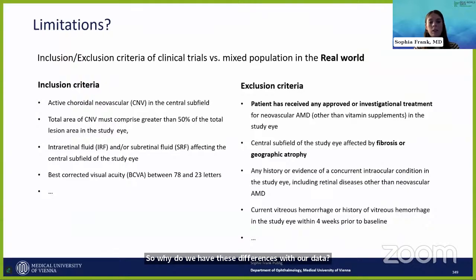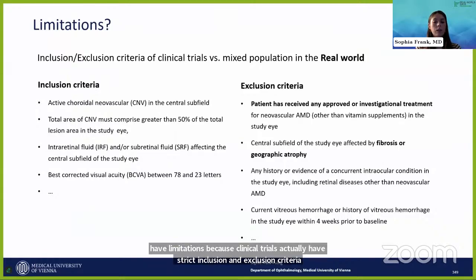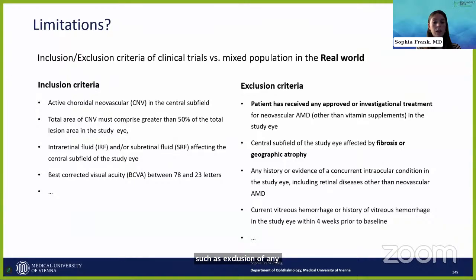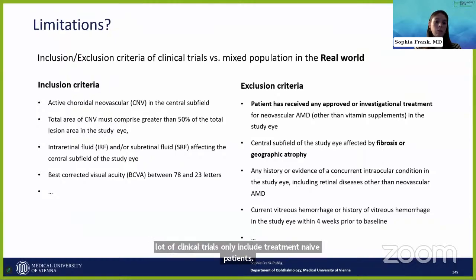We have limitations because clinical trials actually have strict inclusion and exclusion criteria, such as exclusion of any geographic atrophy or fibrosis within the eyes of the patients included, and also a lot of clinical trials only include treatment-naive patients. In the real world, things look differently.